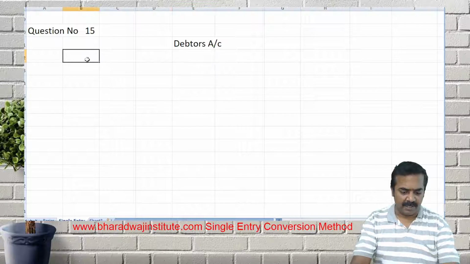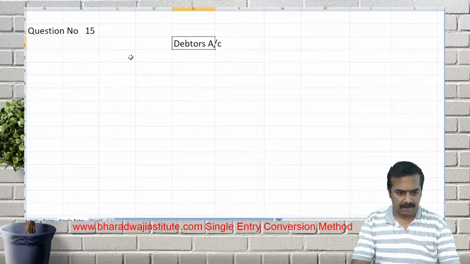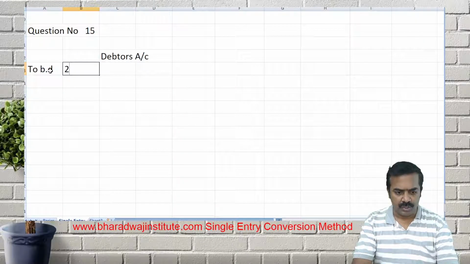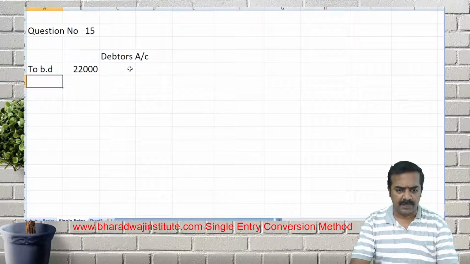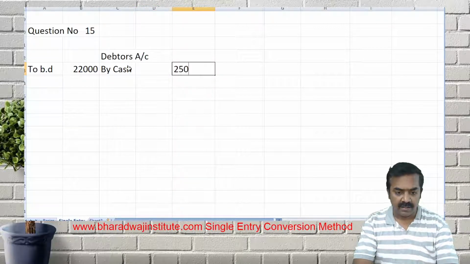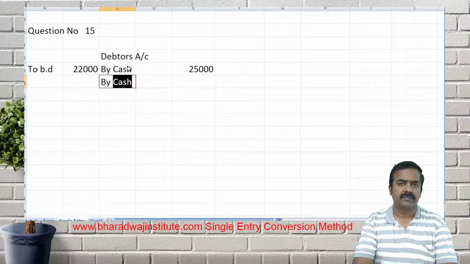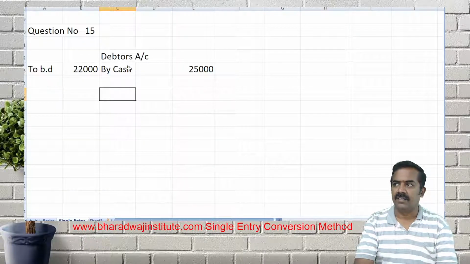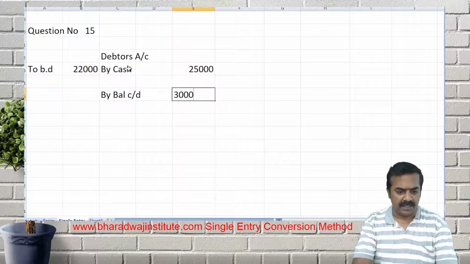Debtors account. Tell me the opening balance. To balance brought down, 22,000. What else will come in the debtors account? Cash collection. How much? 20. Then what else? Any bad debts? Provision for bad debts will not come in debtors account. Any bad debts, discount allowed, sales returns? Nothing. By balance carried down, how much? As a balancing figure, how much do we get?